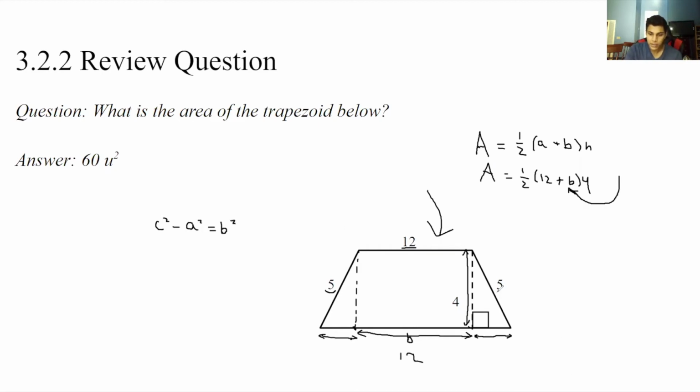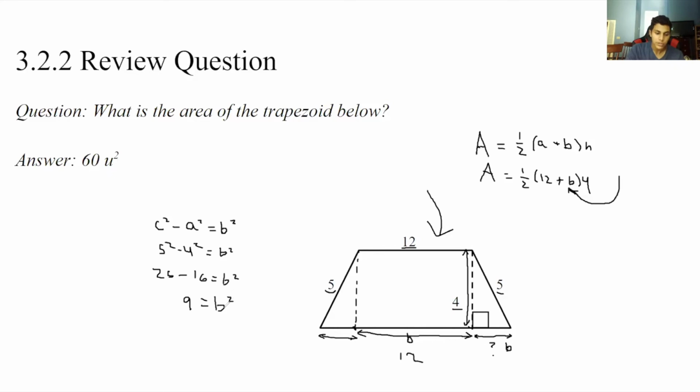So I know my hypotenuse, which is 5, or the slant height of this trapezoid, is the hypotenuse of this right triangle. And then one of my legs is 4, because that's the height of this triangle. So if I do 5 squared minus 4 squared, that's going to get me b squared, where b squared is the leg that I'm missing, or this length right here, which is b. And so I can use this to add to 12 and find the length of this entire bottom base. So 5 squared is 25, 4 squared is 16, and that's going to equal b squared. And then 25 minus 16 is 9, so 9 equals b squared.